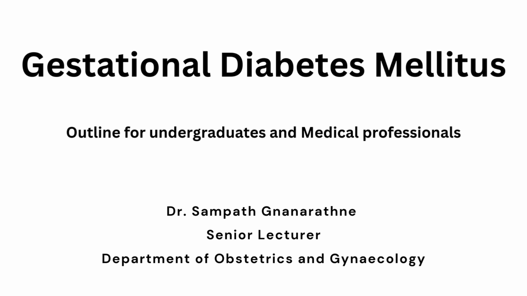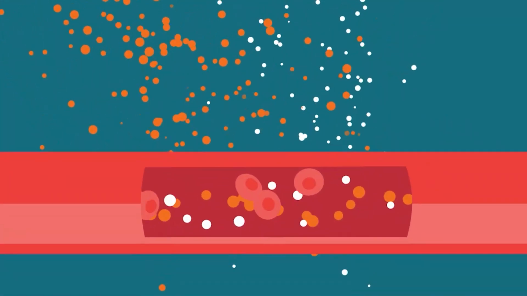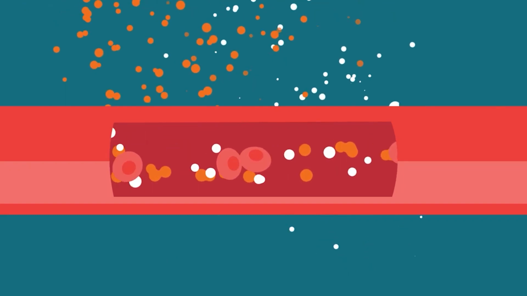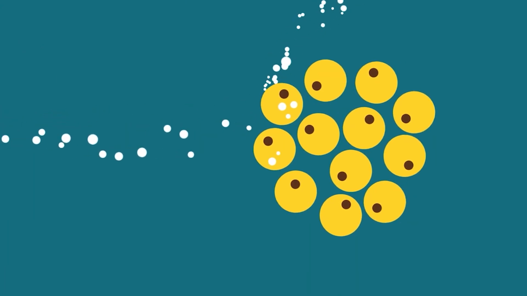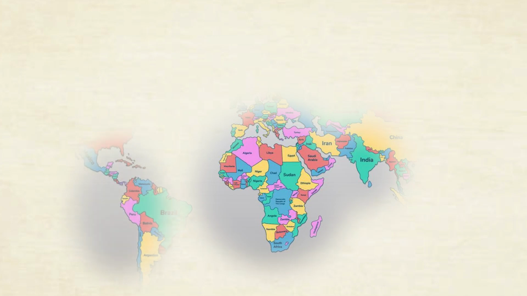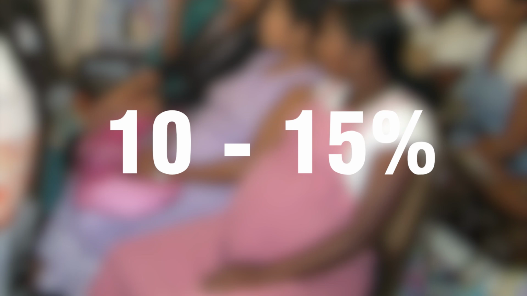In today's presentation, we will be providing an overview of gestational diabetes mellitus, specifically tailored for medical students and healthcare professionals. Gestational diabetes mellitus is a condition that occurs during pregnancy, where the body's ability to manage blood glucose levels becomes impaired. It is a relatively common condition, affecting around 7 to 10% of pregnancies worldwide. However, the prevalence can be higher in certain populations, with South Asians, Africans, Hispanics, and indigenous groups at increased risk. In Sri Lanka, approximately 10 to 15% of pregnant women develop GDM.